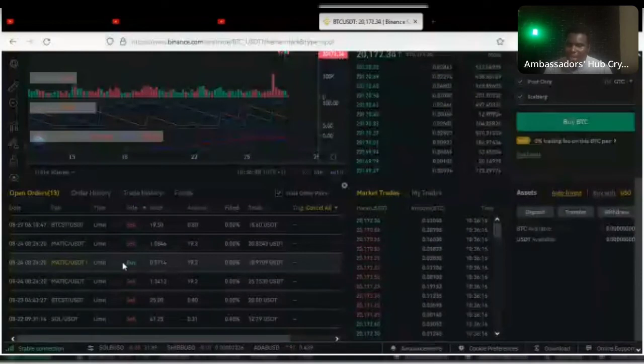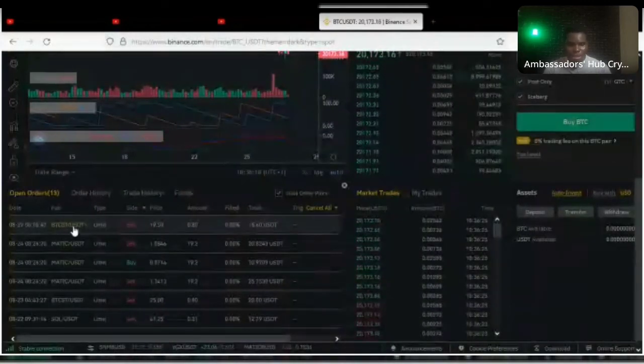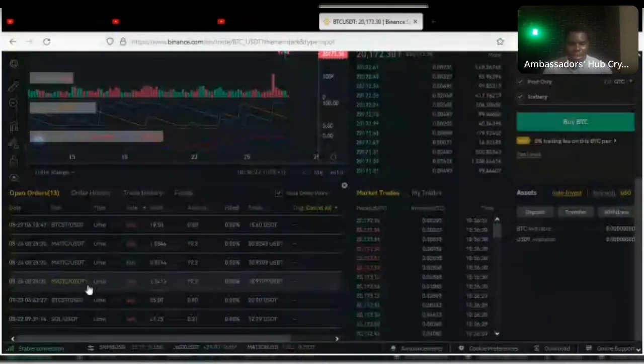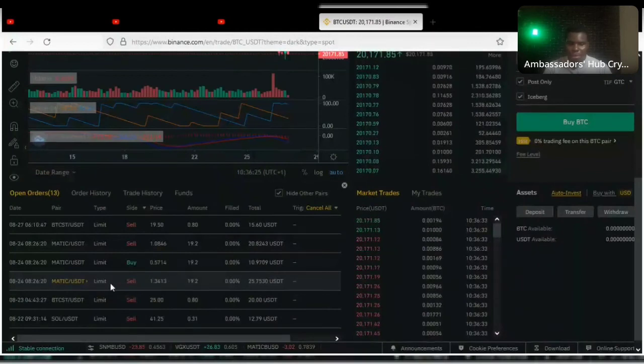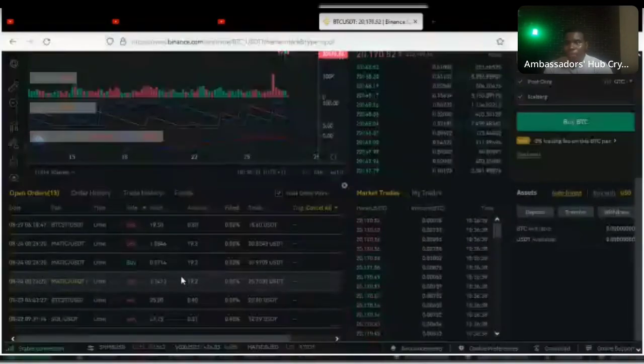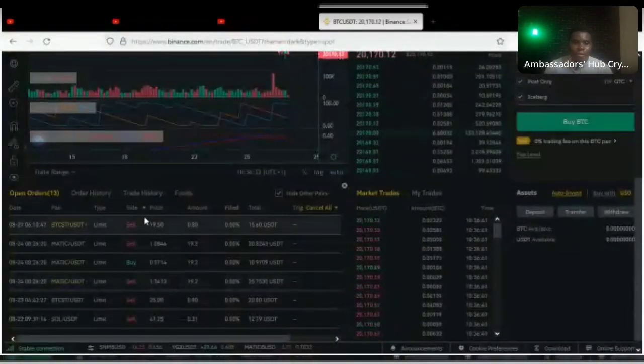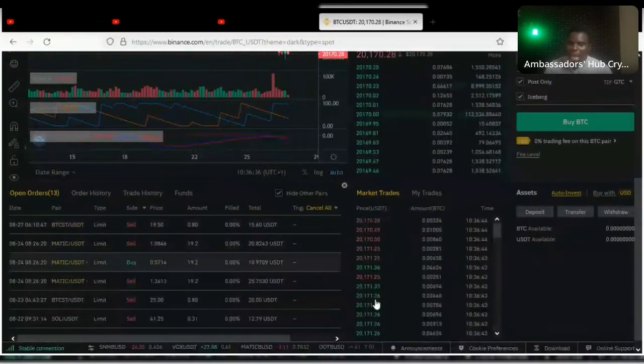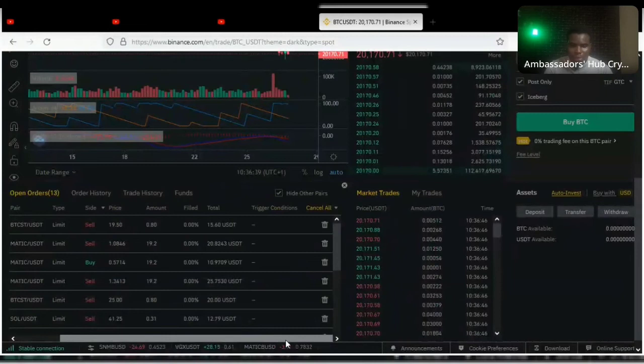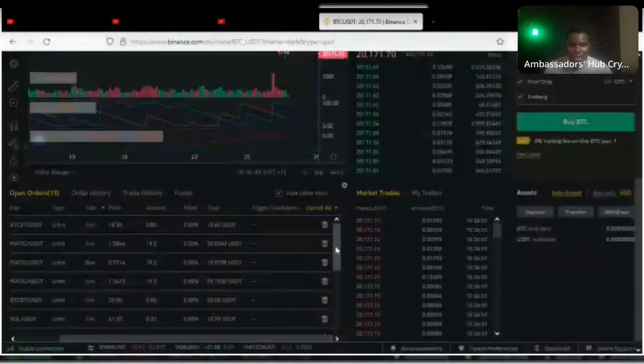Then this one is a buy limit. If the market gets to 0.571, this is Matic USDT, it will trigger a buy. If it gets to 0.13413, it will trigger a sell. Now, none of these limits has a stop loss. Everything you're seeing here is either a buy entry or a take profit. It's as simple as that. And like I said, I have 13 of them open.